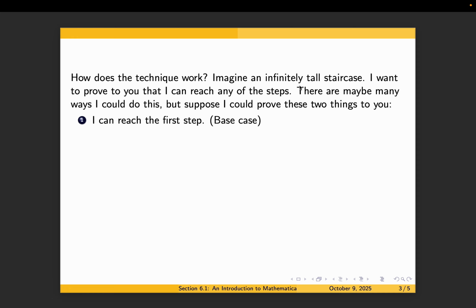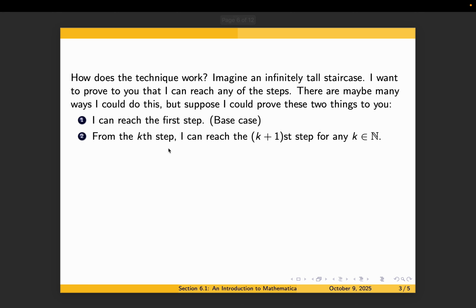If I want to justify this claim to you, there may be many proof techniques I could use, but consider this kind of argument. Suppose I could prove these two things to you. Suppose I could prove to you that I can reach the first step. So the first step is okay. In inductive language, that's called the base case. So I can get myself moving, is all I'm saying. I can at least get on the staircase.